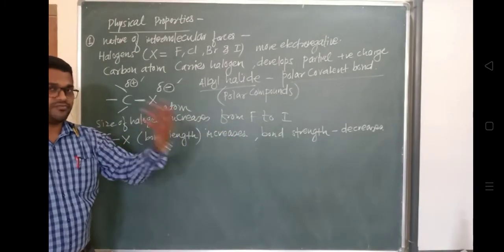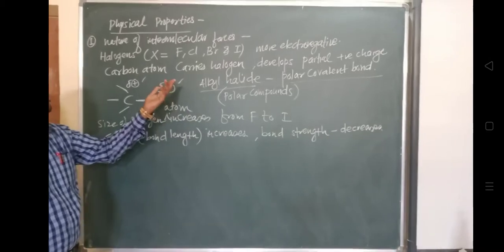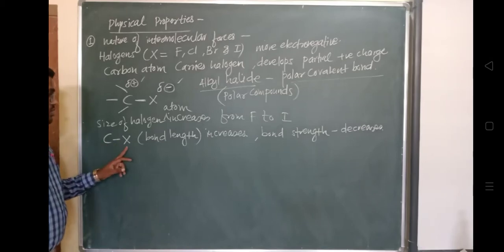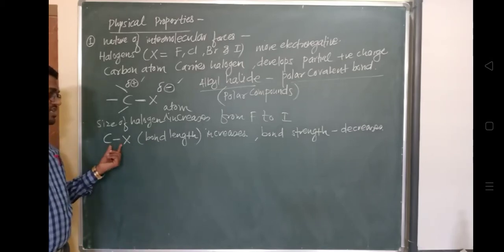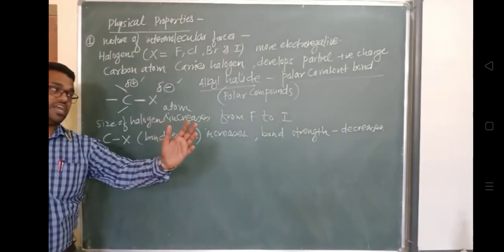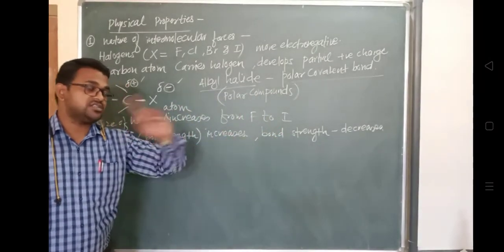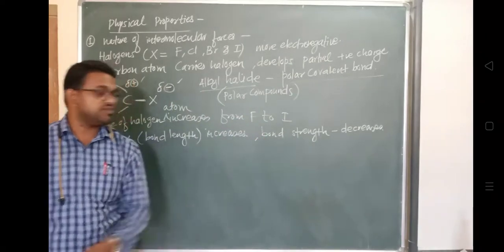ओके, because number of shells बढ़ रहे हैं. फ्लोरीन में देखो, क्लोरीन में देखो, ब्रोमीन, उनका एटॉमिक नंबर भी बढ़ रहा है. सो द C-X, कार्बन एंड हाइड्रोजन में जो बॉन्ड लेंथ है, ये इंक्रीज होते जाएगा. Okay, from fluorine to iodine, the bond length will increase, but as the bond length increases, the bond strength will also decrease.